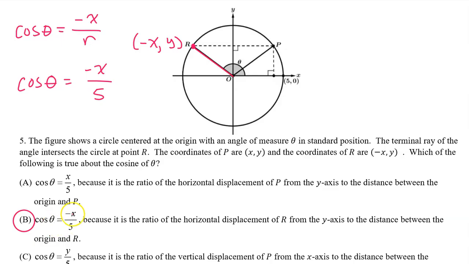Cosine theta equals the opposite of x over 5 because it is the ratio of the horizontal displacement of R from the y-axis to the distance between the origin and R.